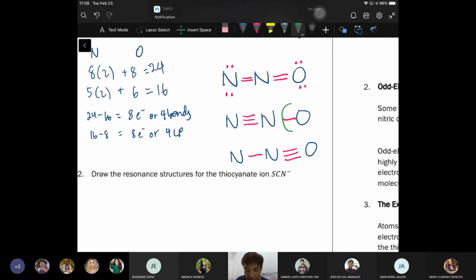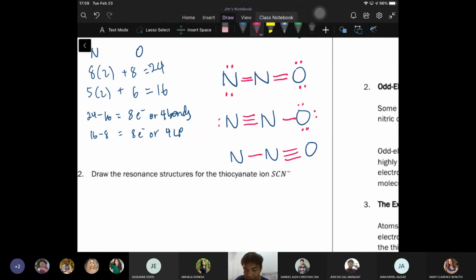Okay, so dito sa oxygen, 2 electrons yan. So, kailangan niya pa ng 3 lone pairs para maging octet. For the nitrogen here sa left, 6 na electron yan. So, it requires one more lone pair. Okay. And then on the center, octet na yan. So, octet na yan.